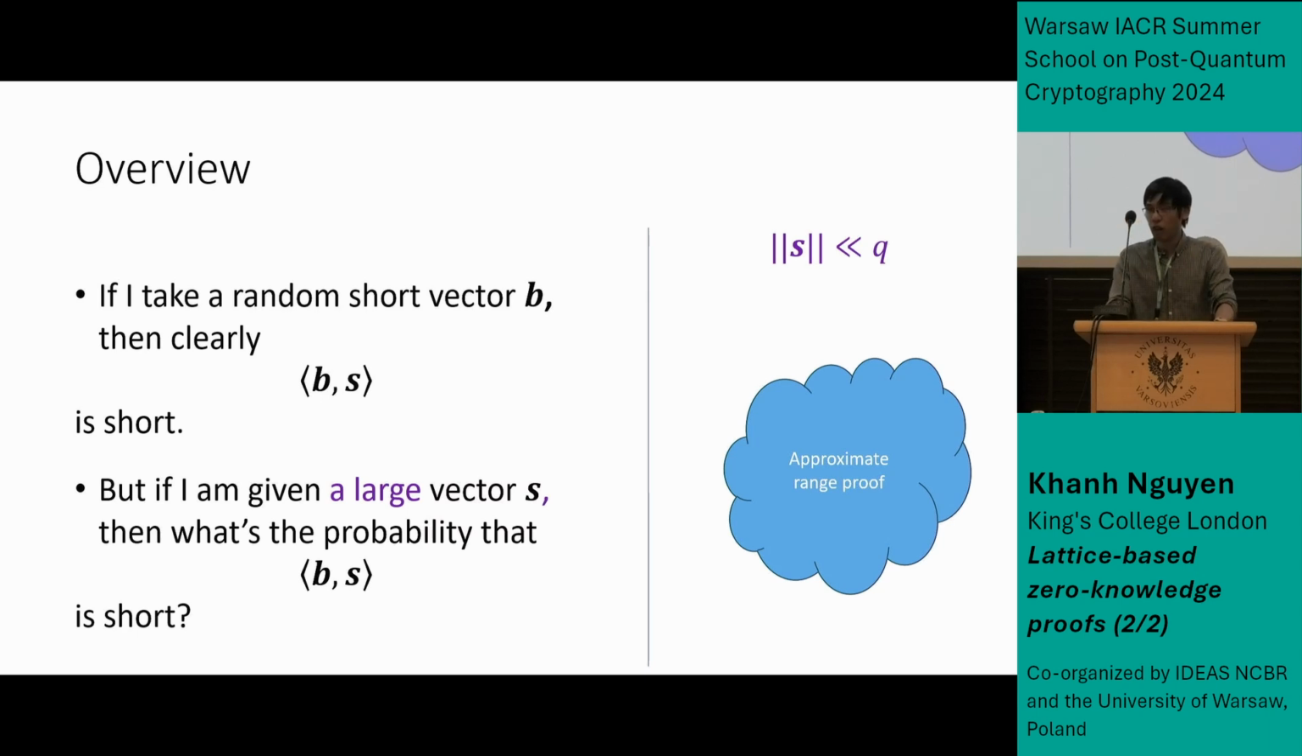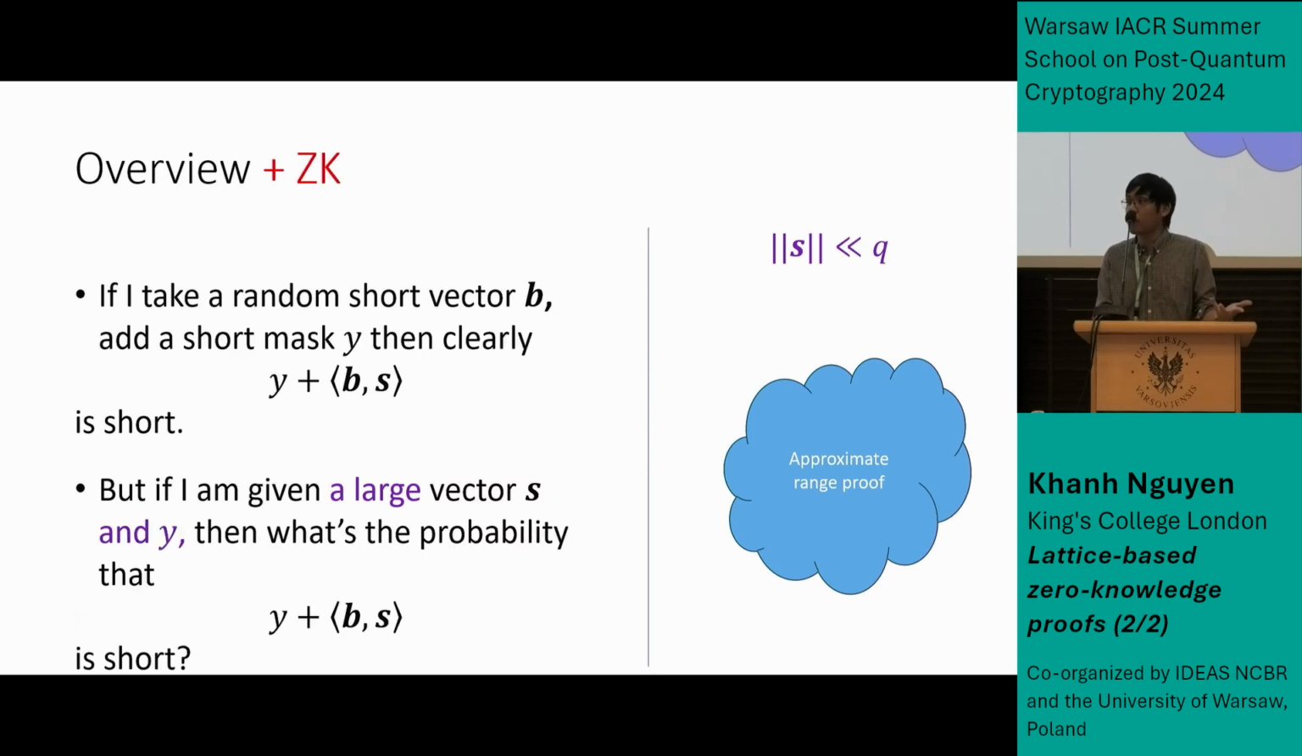So the idea is the following. If I take a random short vector B, then honestly, if S is short, then the inner product of B and S is short, right? But suppose I'm cheating and I have a large vector S. What's the probability that the inner product of B and S is short?